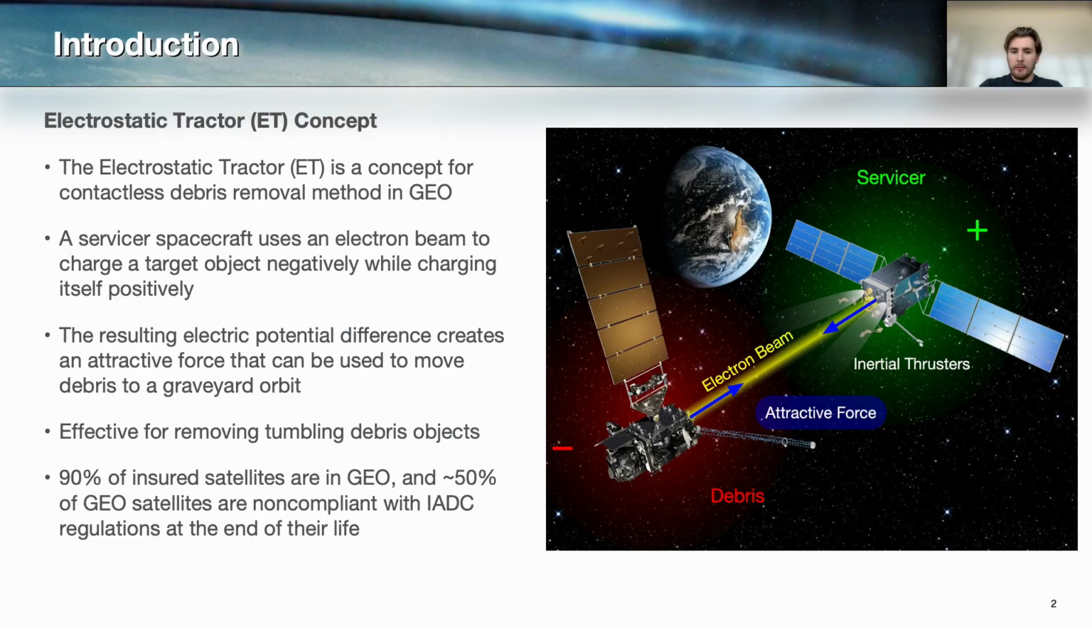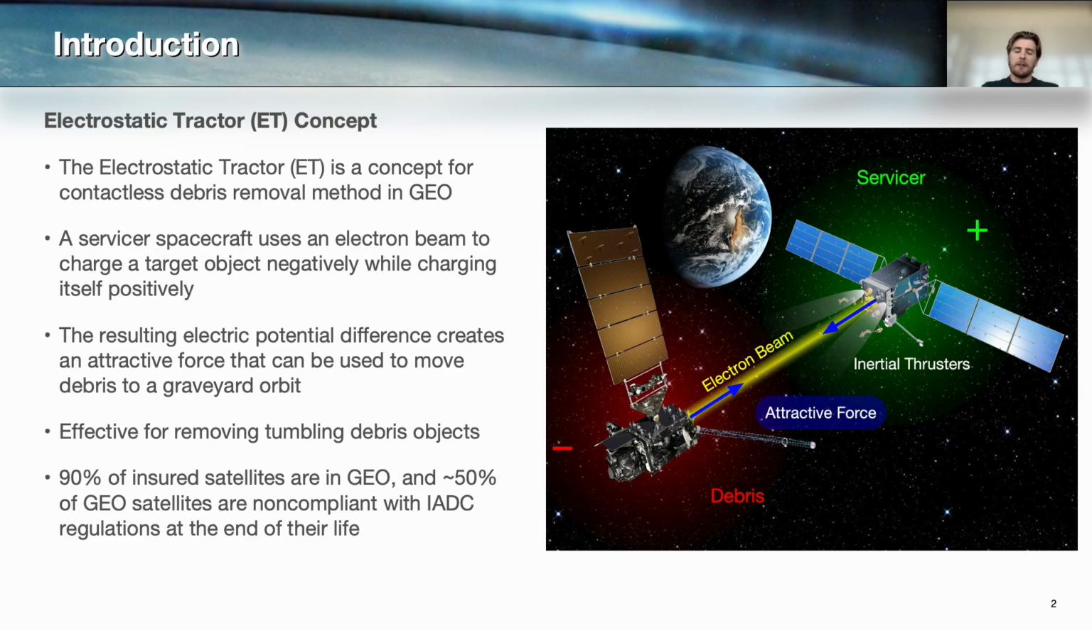For a brief overview, the electrostatic tractor concept is a contactless method for active debris removal in geosynchronous orbits, and this concept works by using an electron beam on board a servicing spacecraft to induce differential charging between the servicer and a target debris object. Now, as electrons leave the servicer and impact the target, the target charges negatively while the servicer spacecraft charges positively, and this charging creates an electric potential difference between the spacecraft, resulting in an attractive electrostatic force that allows the servicer spacecraft to tow the target debris to a graveyard orbit.